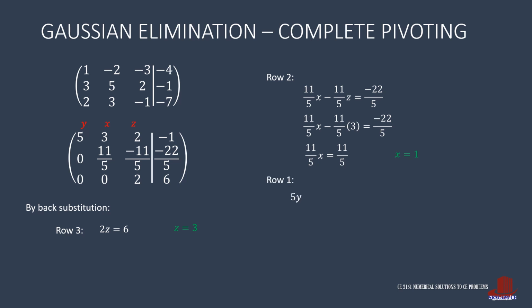With row 1, the equation is 5y plus 3x plus 2z as equal to negative 1. Plug the values for x and z and get 5y plus 3 times 1 plus 2 times 3 as equal to negative 1. This is simplified as 5y plus 9 as equal to negative 1, making 5y is equal to negative 10, and y is negative 2. Same values as from the first method.